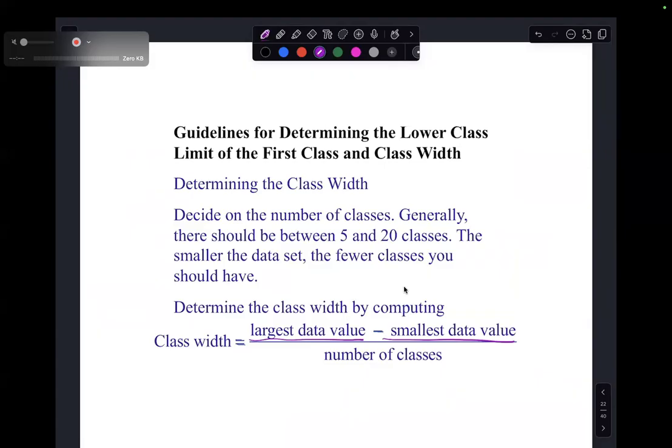I'm going to show you exactly why I don't like this. Because let's say, these are random numbers, my largest data value is 238. My smallest data value is 116. And let's say that I decided I wanted 7 classes. This is just a number that I chose. 238 minus 116 divided by 7. This would make my class width 17.43. Tell me that isn't ugly.